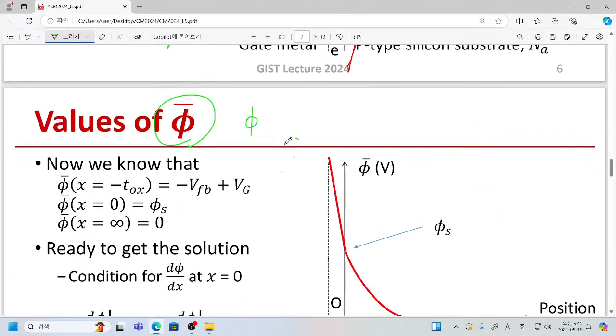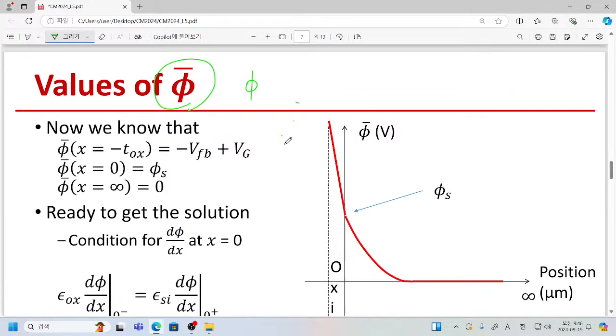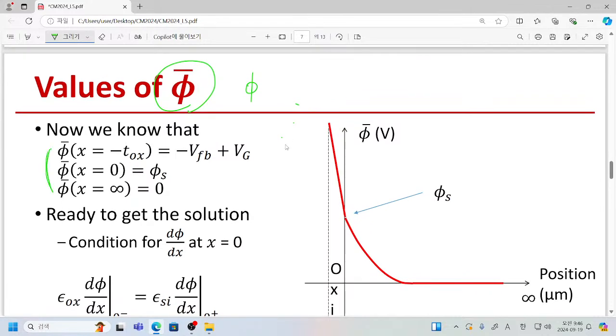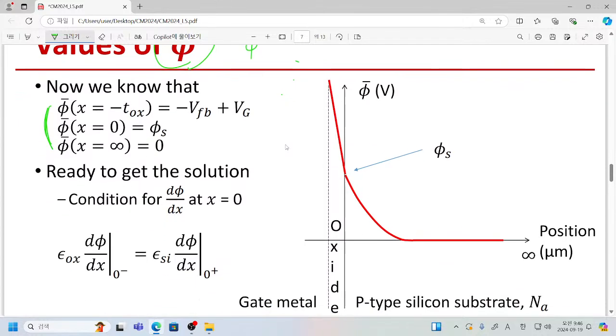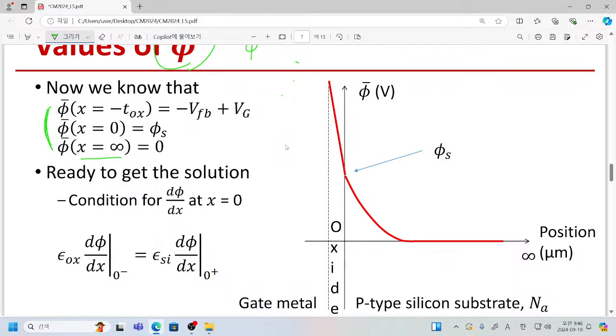it is released. So in this phi bar variable, now we have this kind of well-defined values. For example, at deep substrate, of course our phi bar value is equal to 0. Why? From its definition, we reference the values at this point, so it is quite easy. And up to now, we have discussed the phi bar value at gate side, and it is given as minus flat band voltage plus applied gate voltage.